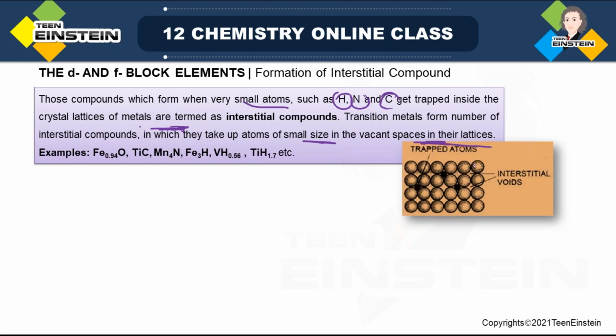So here we have a picture for this. These are the interstitial voids where some small atoms can be trapped, and as a result there is a change in the ratio of the compound. So suppose you have any iron oxide and there is presence of some trapped atoms. Now the ratio of iron and oxygen will also change. These are some of the examples.